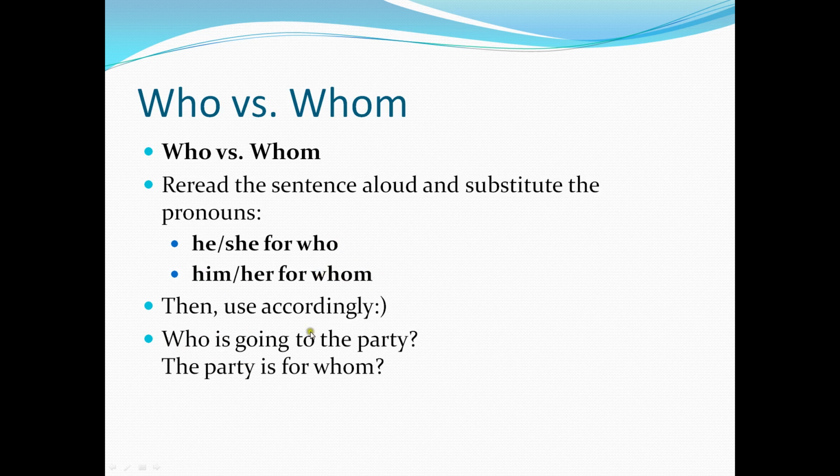So, for example, this one would be him is going to the party. Well, we know that doesn't sound appropriate, right? That doesn't sound right at all. So our next guess would be he is going to the party, and now we know we can use the word who here.